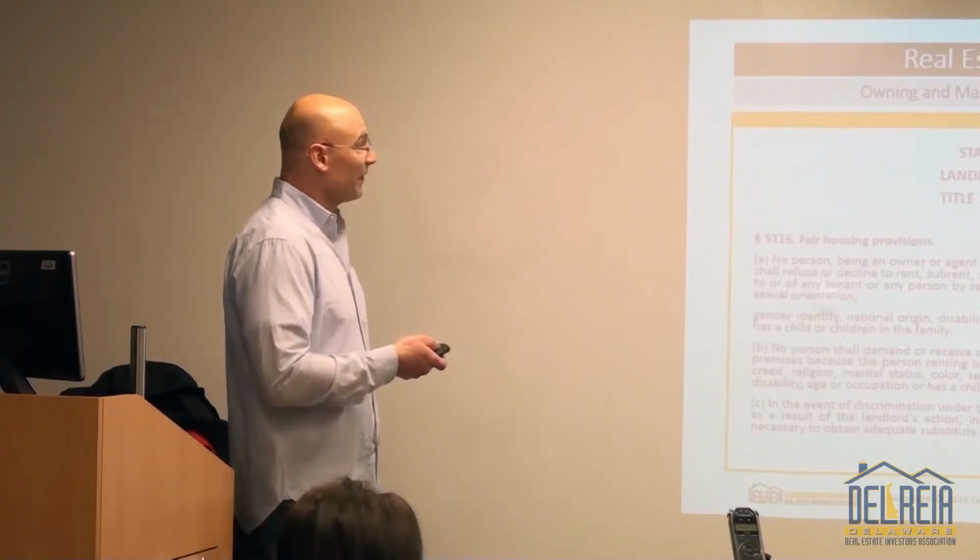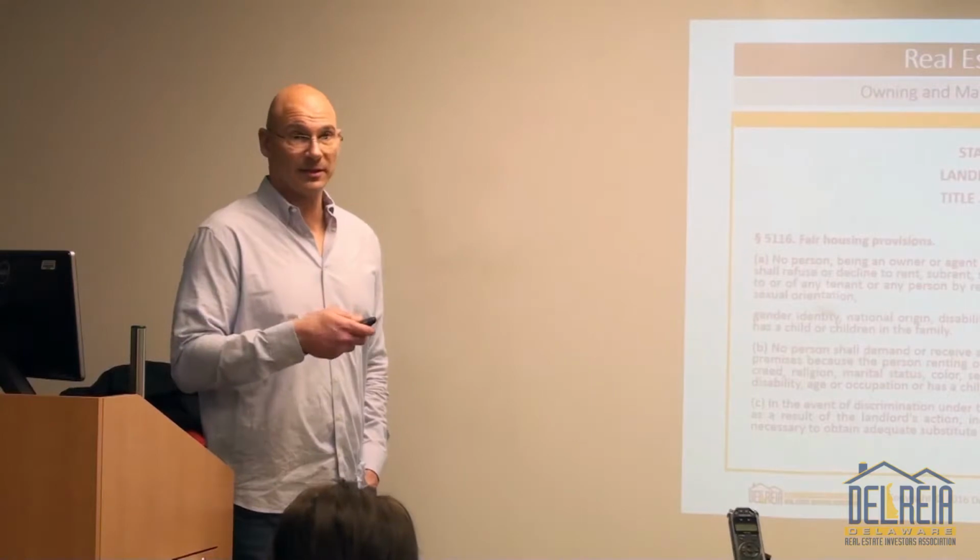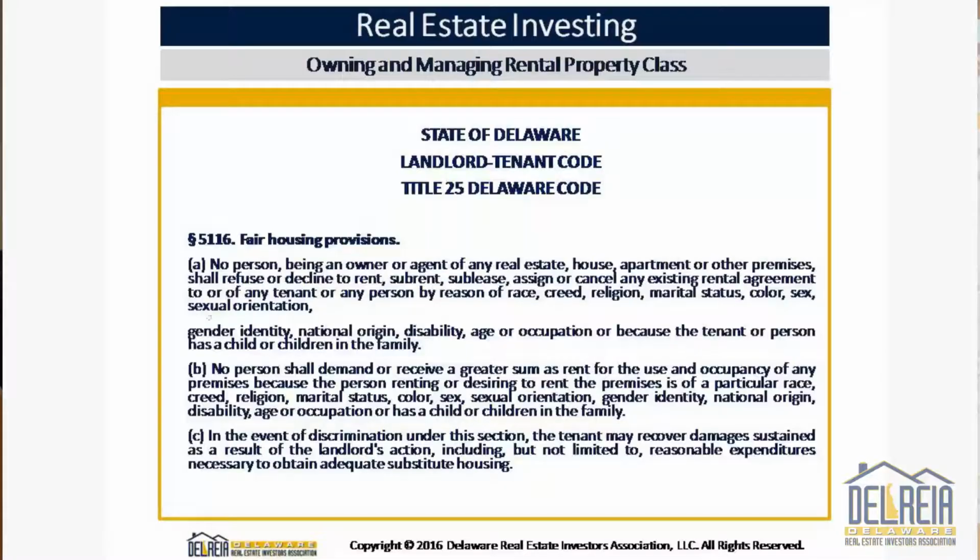All right. Fair housing. This is basically discrimination. No person being an owner or agent of any real estate house, apartment, or other premises shall refuse or decline to rent, subrent, sublease, whatever, based on race, creed, religion, marital status, color, sex, sexual orientation. Oops, sorry, I didn't pull that together. Gender identity, that's kind of a new one. National origin, disability, age, or occupation, or because the tenant or person has a child or children.